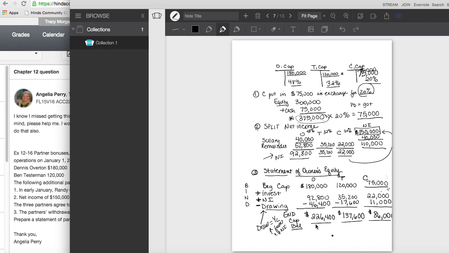If you had to find the total owner's equity, you would just add all three of these together to get total owner's equity.